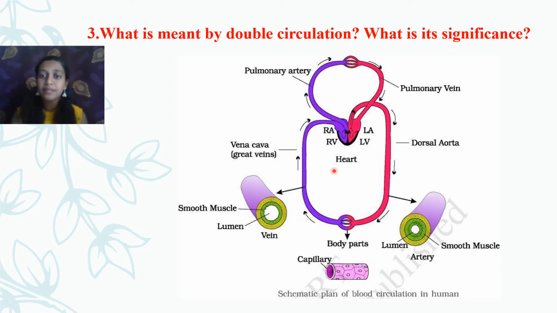I already explained that. So the blood comes here, deoxygenated blood, right auricle, then it passes through the right ventricle, through the pulmonary artery, and it reaches the lungs where the oxygenation process occurs. Through pulmonary veins, it enters into the left auricle, then from the left ventricle through the dorsal aorta, it supplies various parts of the body. This is our double circulation.